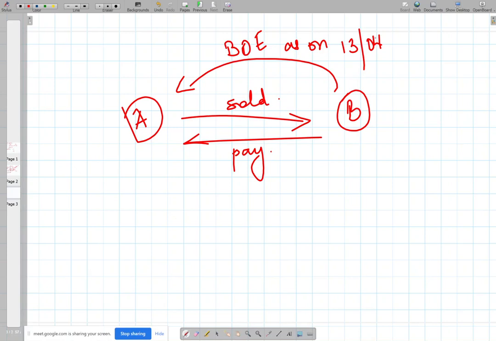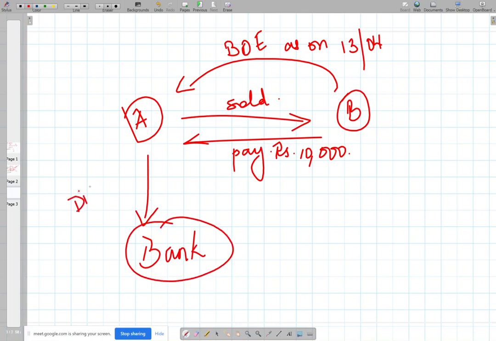Now, our Mr. A, who is the seller, doesn't have the patience, nor does he have the time to wait for the next 2 months. He would like the money right now. Let's say he was supposed to get 10,000 for these goods, and A now has the bill with him. The bill of exchange is there with him, which B has accepted. So what can A do if he wants the money right now? A can approach a bank and do something called discounting of the bill of exchange.